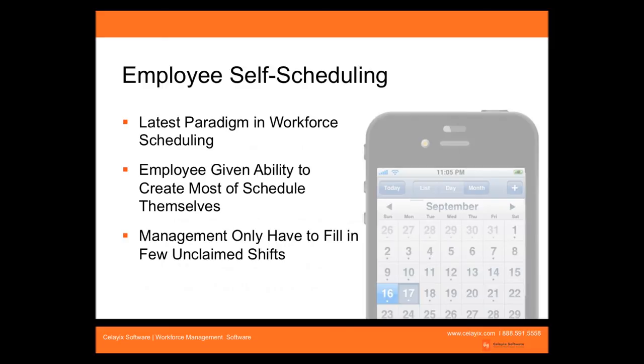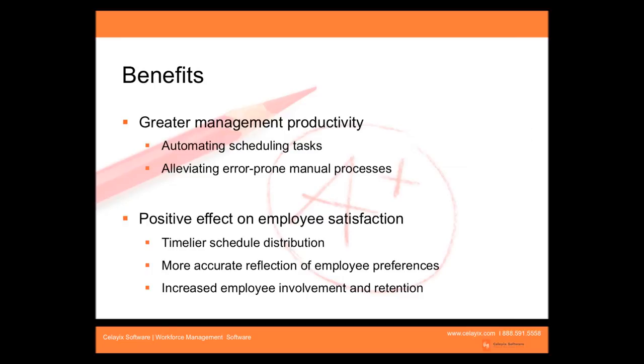So just to recap some of the benefits of collaborative scheduling. It results in greater management productivity by automating scheduling tasks and alleviating the error-prone manual processes. It results in a positive effect on employee satisfaction with timelier schedule distribution, more accurate reflection of employee preferences, and increased employee involvement. And despite the fact that it's still relatively unknown, more and more organizations are actually automating employee scheduling as part of a comprehensive strategy to realize both monetary and qualitative rewards.